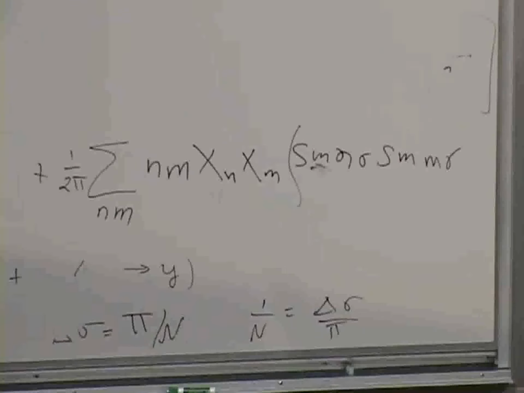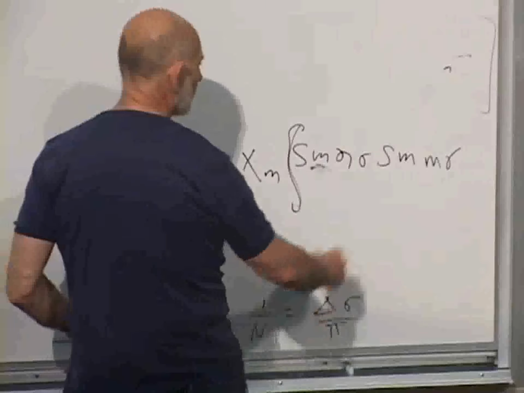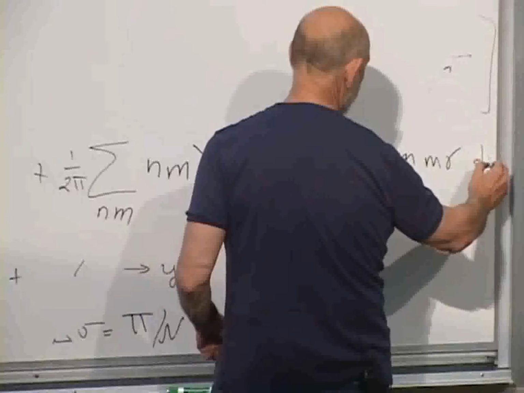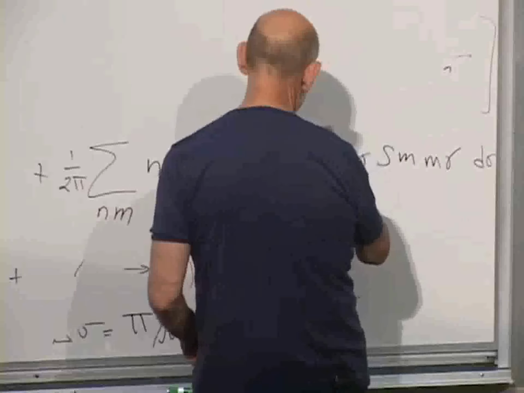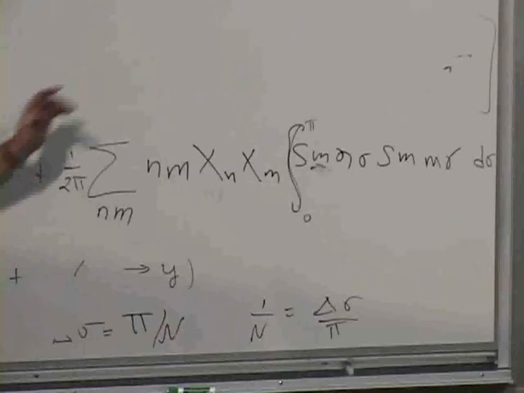Okay, what's the integral of sine n sigma times sine m sigma d sigma from 0 to pi? Same as for cosine. I think it's 0 unless n equals m. And if n equals m? Pi over 2. I heard somebody say it. Pi over 2. Okay, so again, this all adds up.